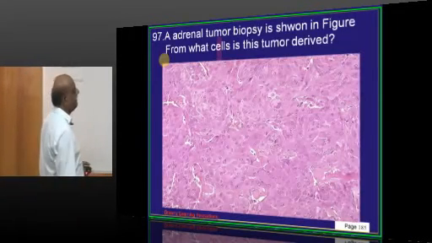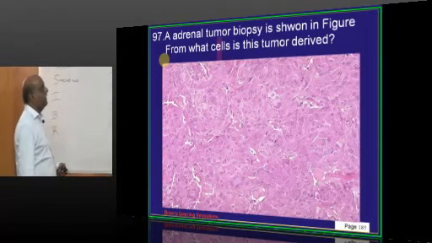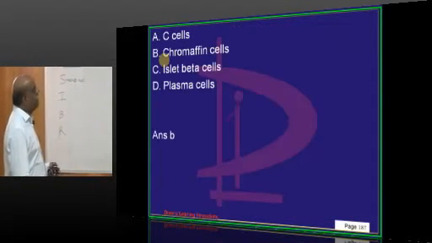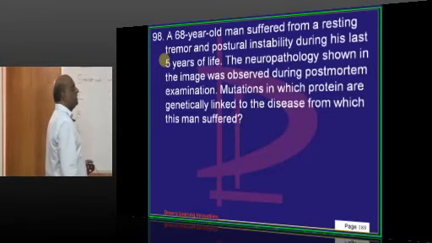The adrenal tumor, pheochromocytoma here. So, from where is it derived? It is derived from chromaffin cells.